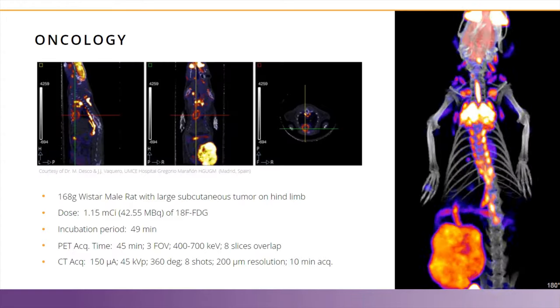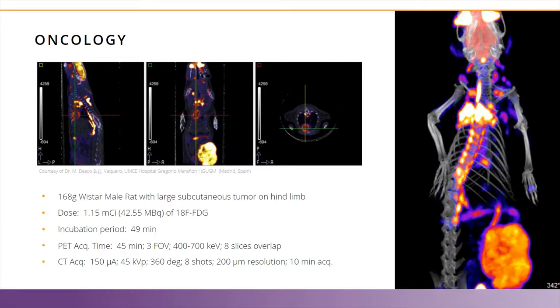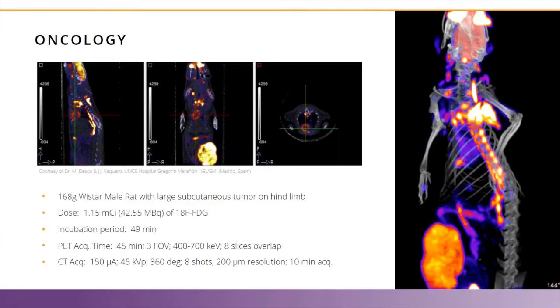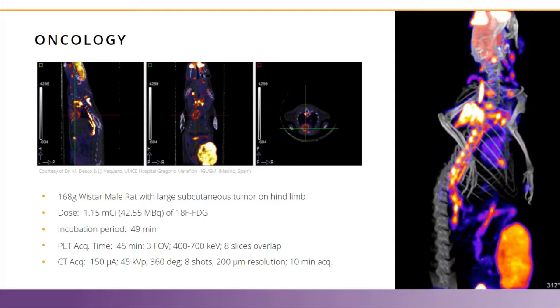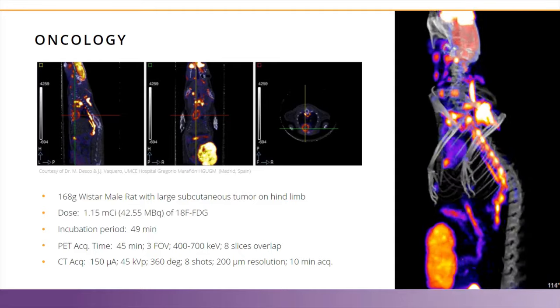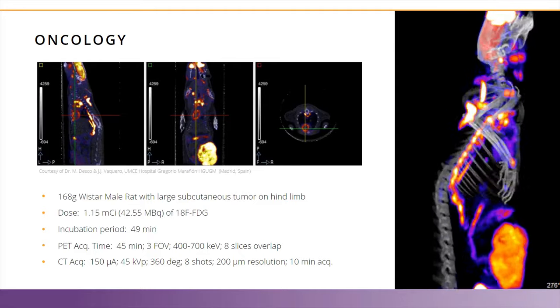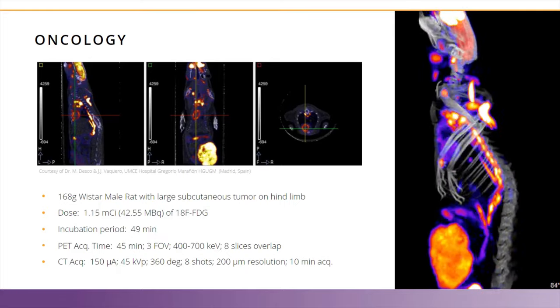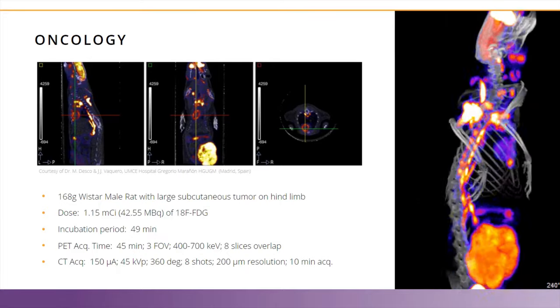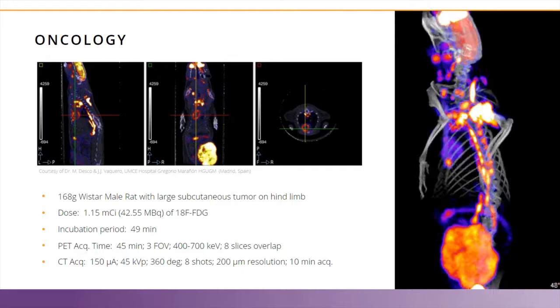In this example, a large tumor can be seen on the hind limb of this rat. The animal was injected with FDG, which, as I mentioned previously, is simply a radioactive version of glucose. So here we are able to image the metabolic activity within the tumor, as well as other structures in the rat, such as the myocardium and brain.